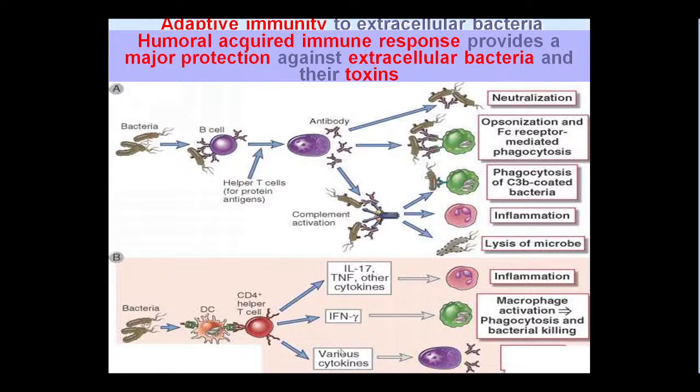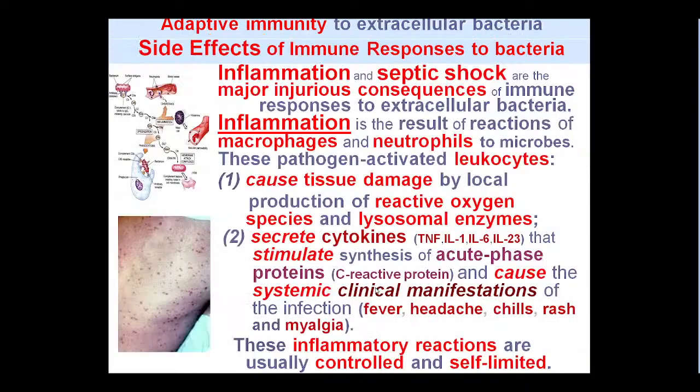Three types of helpers: type 17, below T helper 1, and below T helper 2. But all these helpers play an important role in the struggle against extracellular bacteria.